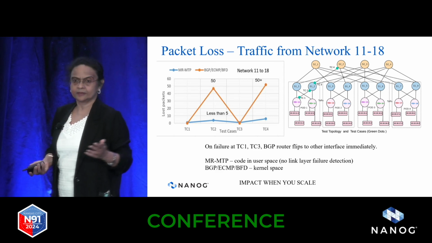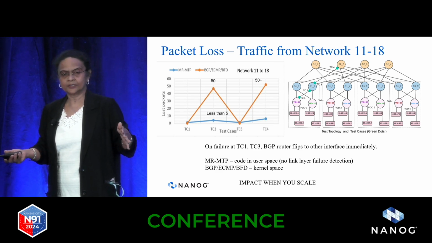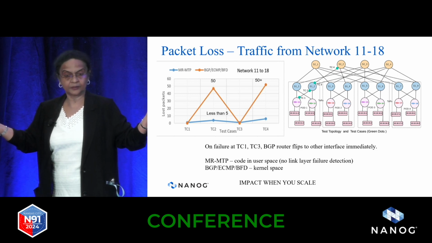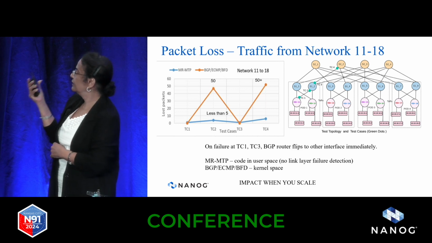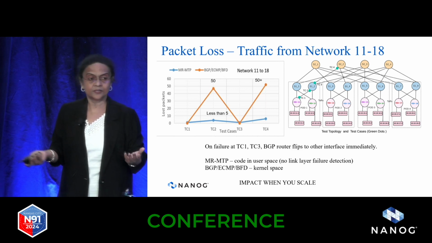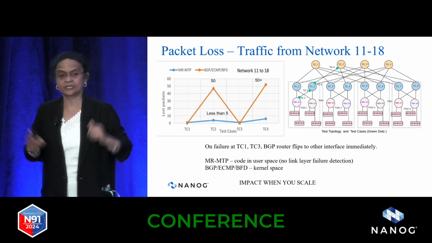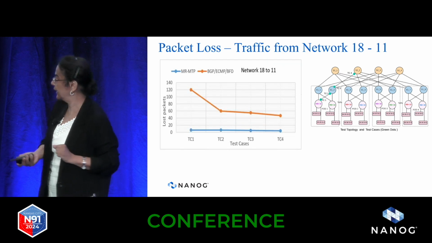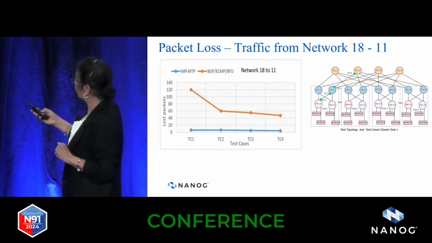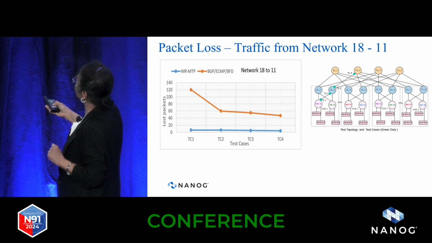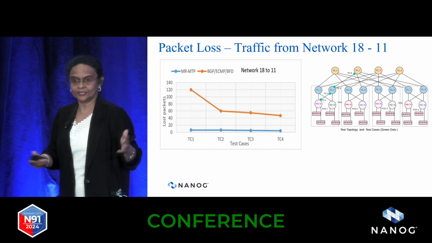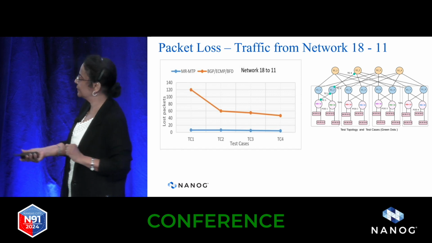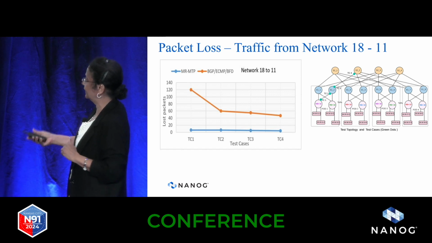So just imagine the impact of this when you scale the network. Data center networks are supposed to be huge, okay? For a 4-pod, this is the impact. When you increase the network size, what will be the impact? And that is the packet loss on failure when you're sending traffic from 18 to 11. Okay, if I get the time, I'll go back and explain why you see the difference here.